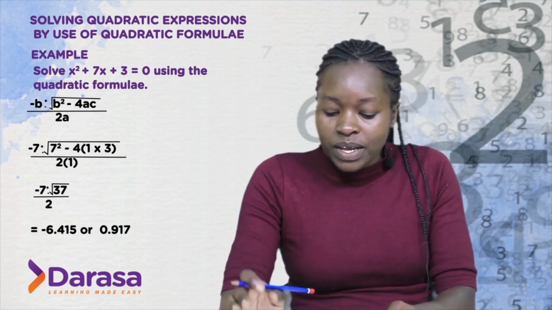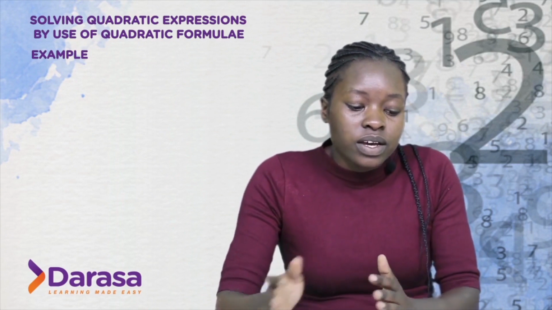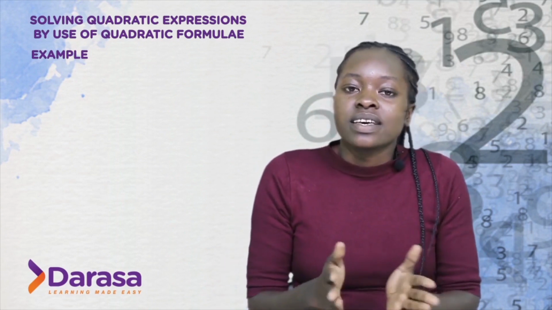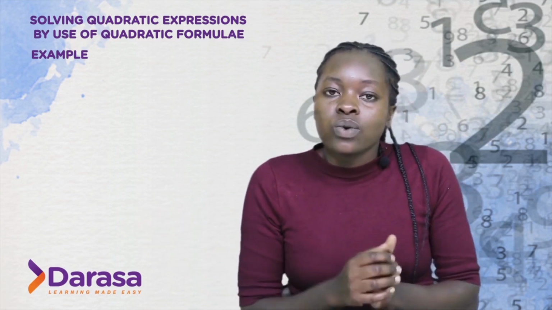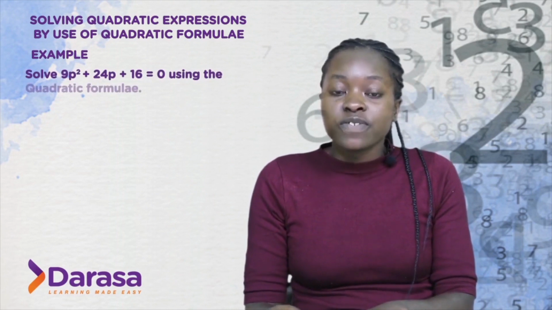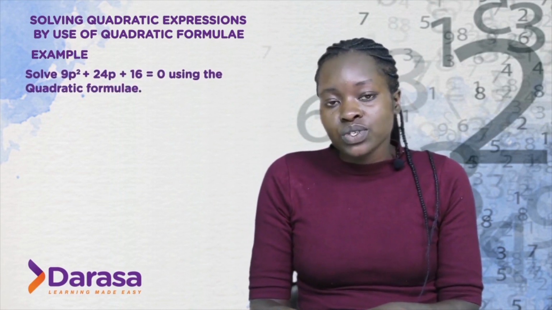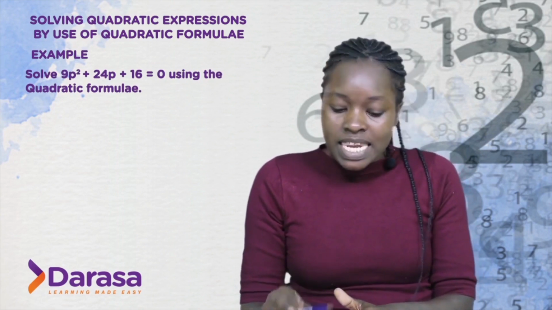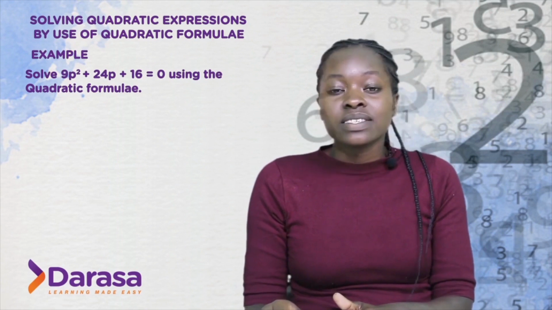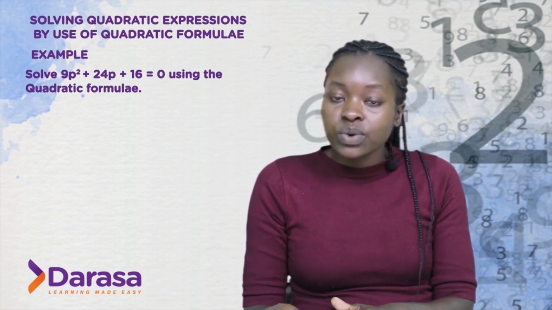Very simple. Now, our next example is, there are times when the given examples that I've given you, you find that your values are in x, so you use x. What if you're given 9p squared plus 24p plus 16 is equal to 0? You'll be told to solve 9p squared plus 24p plus 16 is equal to 0 using the quadratic formula. How do you work it out?